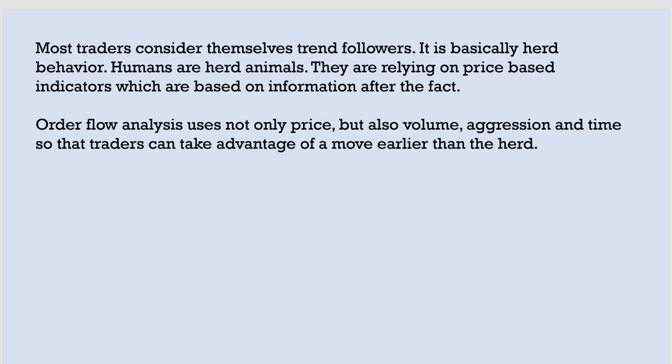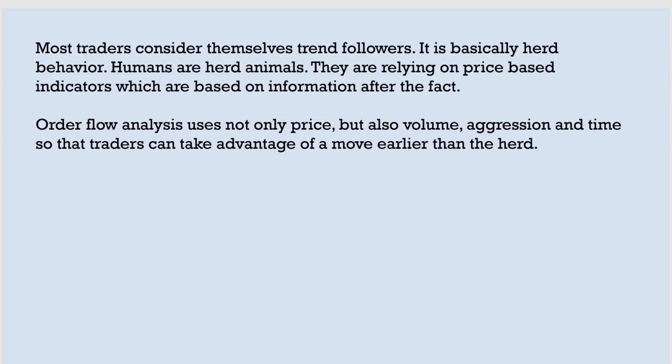But the one thing I find common with them is they all rely on price-based indicators, which is based on information after the fact. As you know, my feeling on price-based indicators is that they take into account too much stuff in the past rather than what's happening now. Humans are herd animals, like horses or most animals. They tend to move in packs, and humans are no different. You see it in the way retail traders act: this herd mentality.